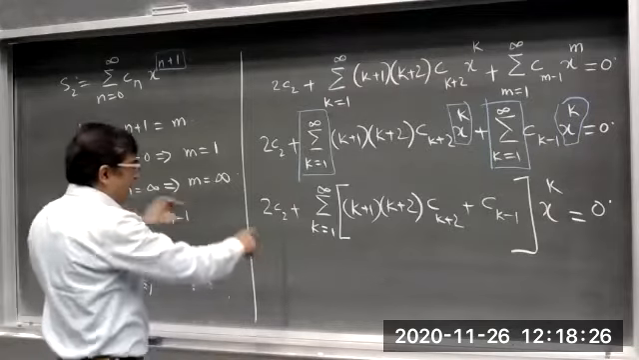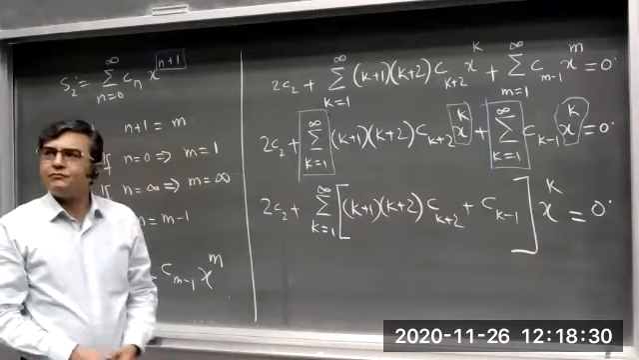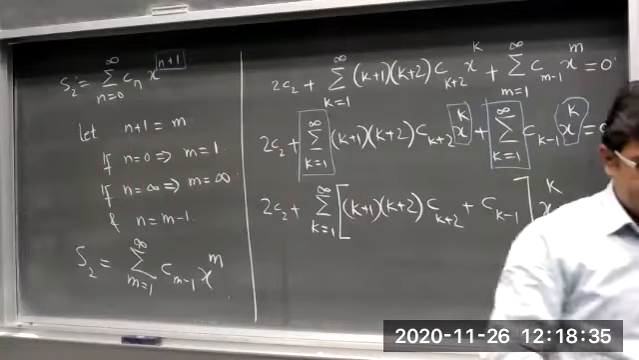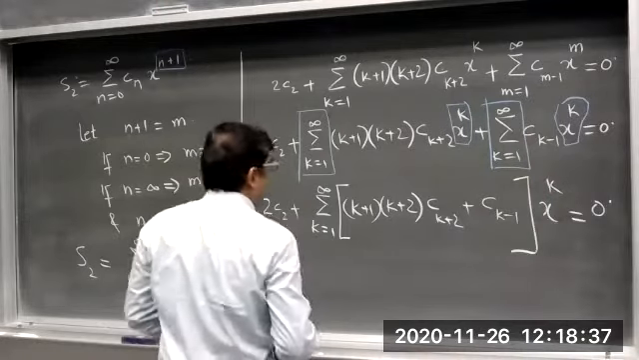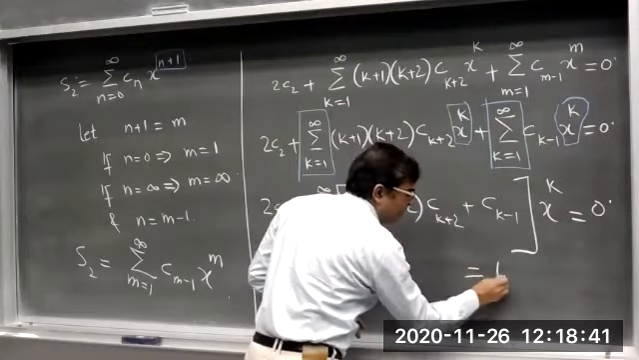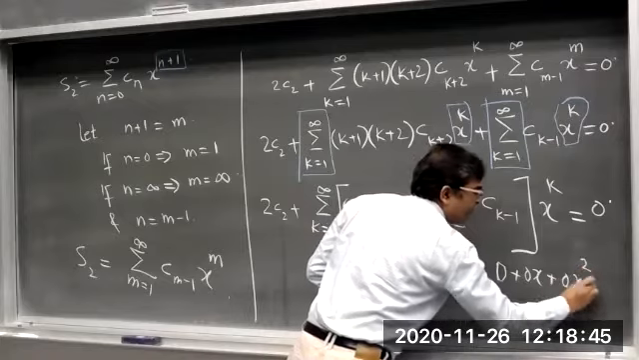Now, from here, we can compare the coefficients of same powers of x on both sides. For example, the right-hand side, we can write it as 0 plus 0x plus 0x square plus so on.